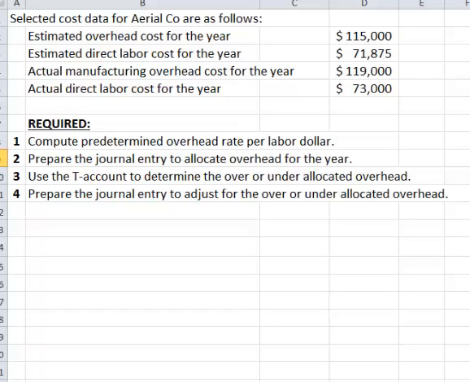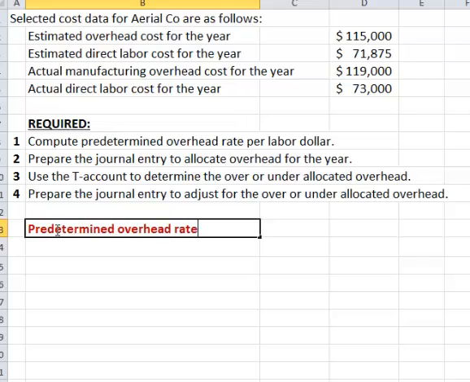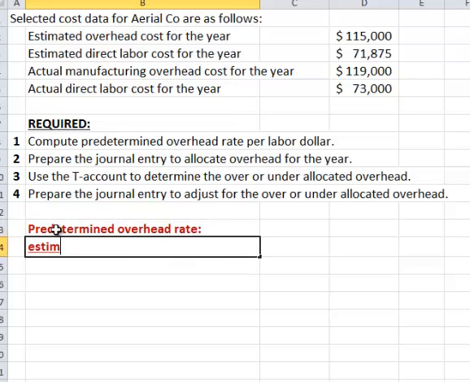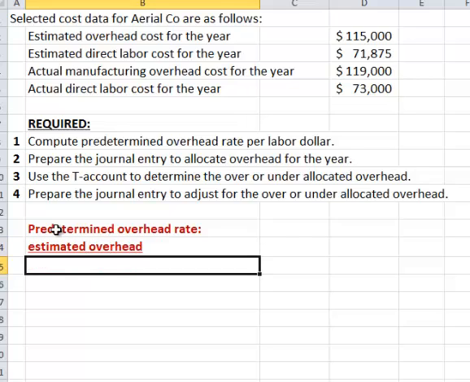We're going to work on Arial Co here. First, we're going to compute the predetermined overhead rate. Do you remember how to do the predetermined overhead rate? That is some estimated overhead over some activity, some cost driver or allocation base or something related to the overhead.